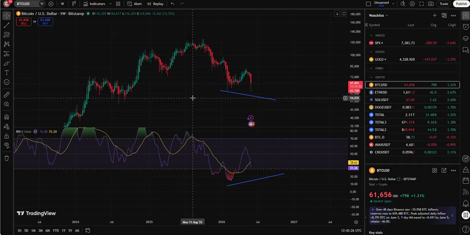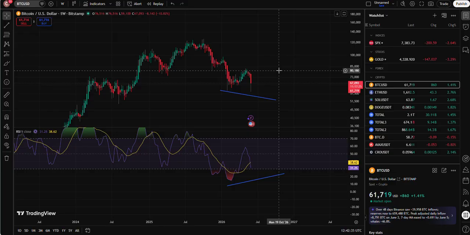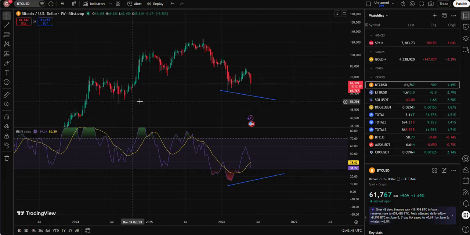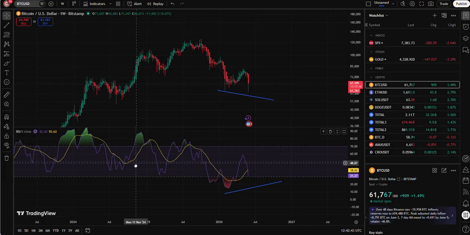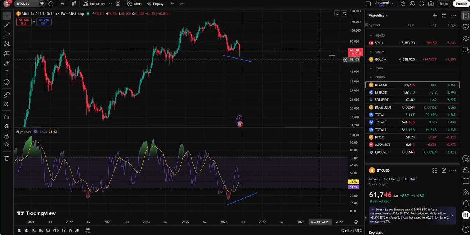Let's see. This is what will happen. In the next weeks, we can have another fall, and after that we're recovering maybe a little bit bigger, more than 10%, like I told before. We have maybe 10% up. This is the Bitcoin.